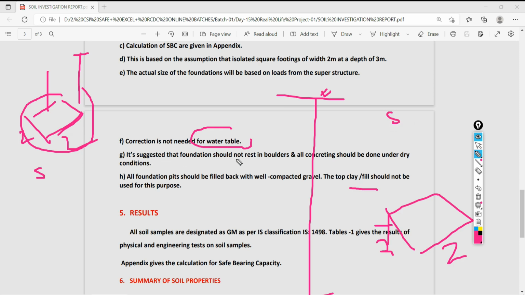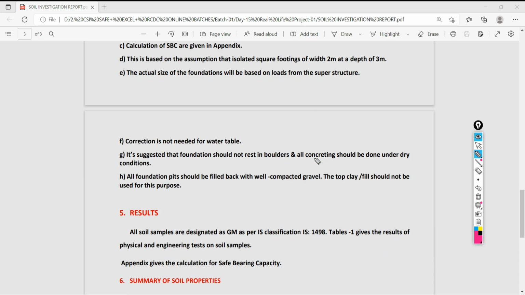It is suggested that the foundation should not rest on boulders. All concreting should be done under dry condition. All foundation pits should be filled back with well compacted gravel. Once your foundation has been cast, you have to refill the pits or excavation with compacted gravel. That is also suggested by your soil investigation report.